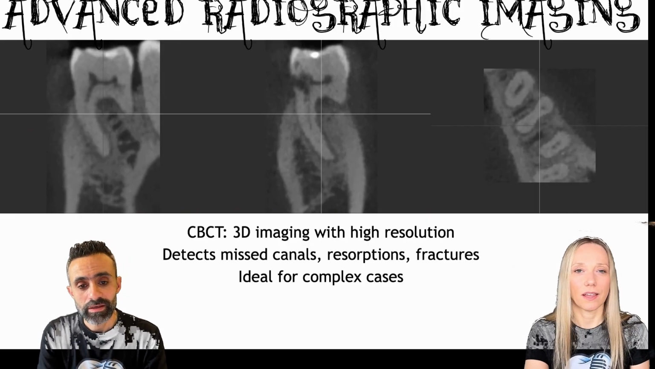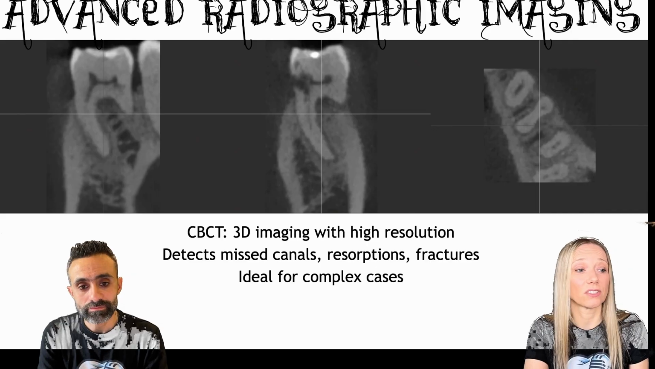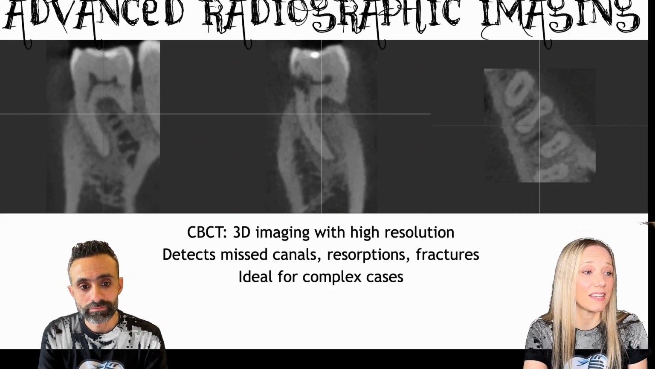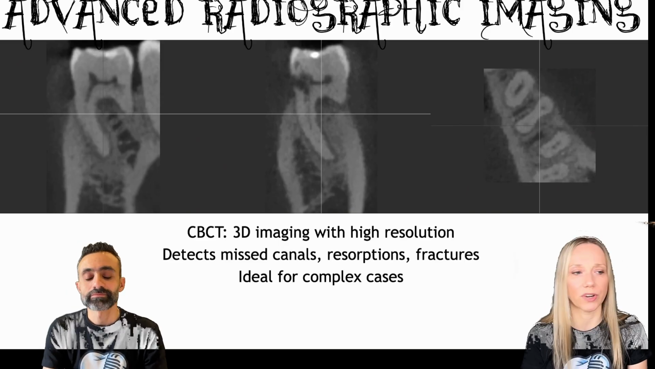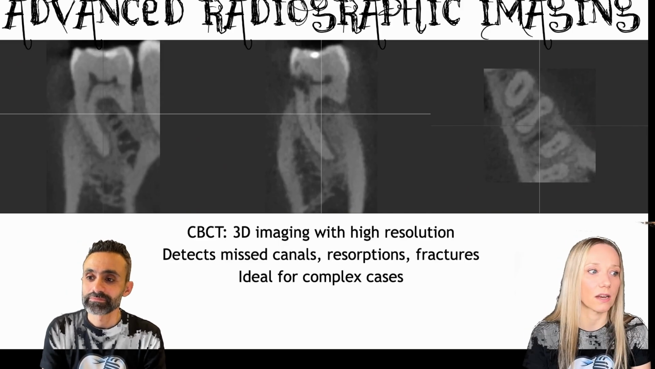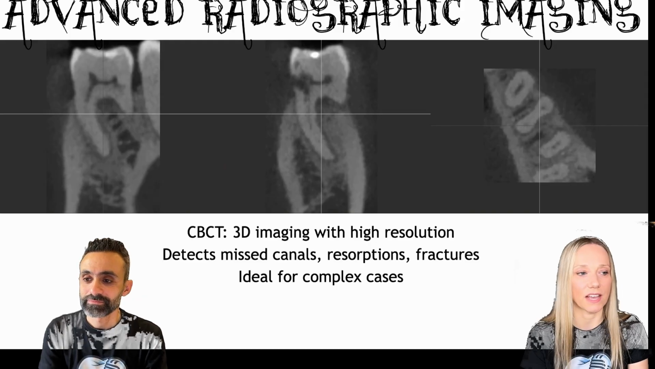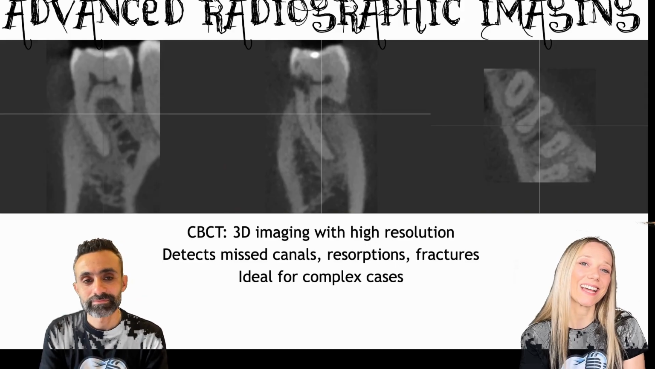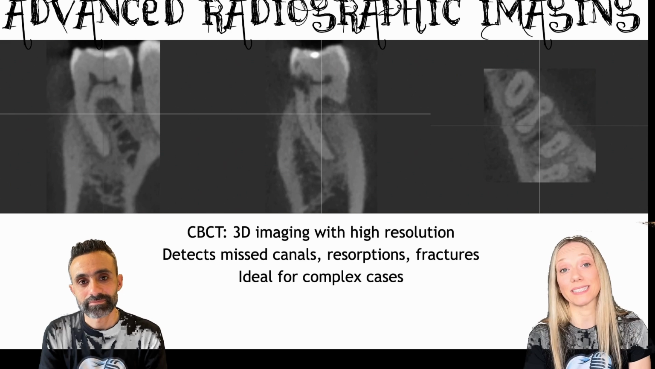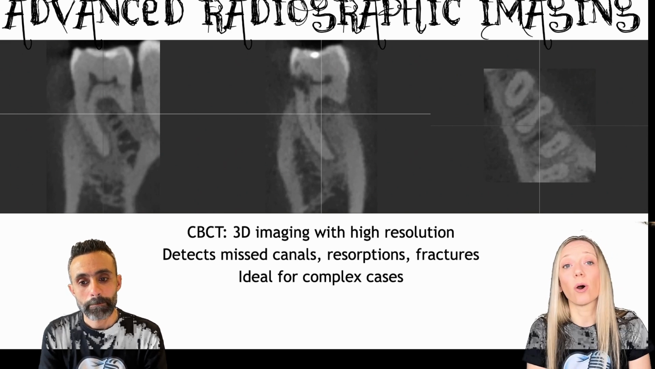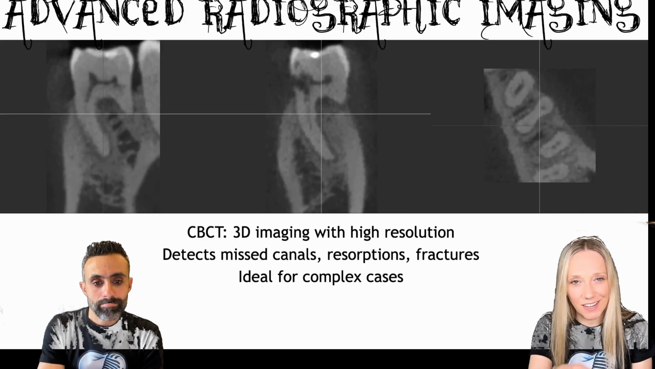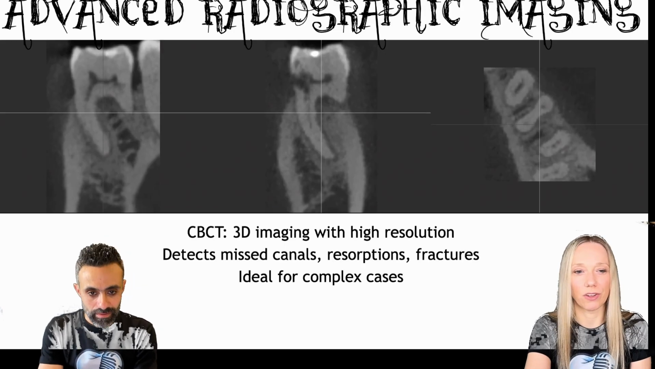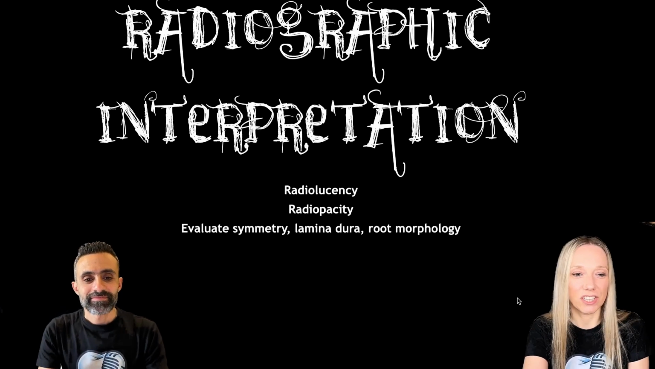But sometimes a two-dimensional X-ray is not enough, because we might need to clarify certain situations like resorption, perforation, missed canals, or the effect of cracks in the adjacent bone. And here comes the role of the CBCT, especially in complex cases or in retreatment cases. But we have already seen it in the last episodes, so we are not going into much detail.